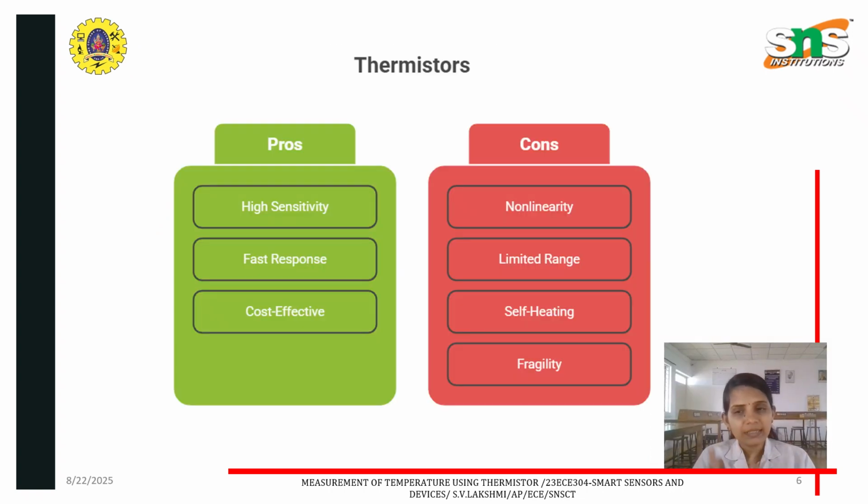So advantages and disadvantages of the thermistors are: it has high sensitivity, fast response, and it is cost effective, whereas it is having non-linear relationship and only a limited range of values can be measured with the help of thermistors, and self-heating occurs which might lead to thermal runaway, and it is fragile.